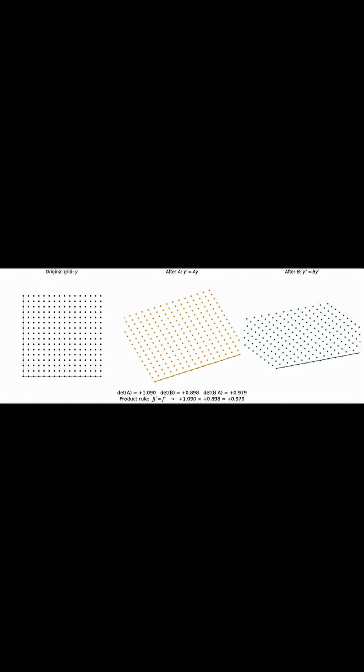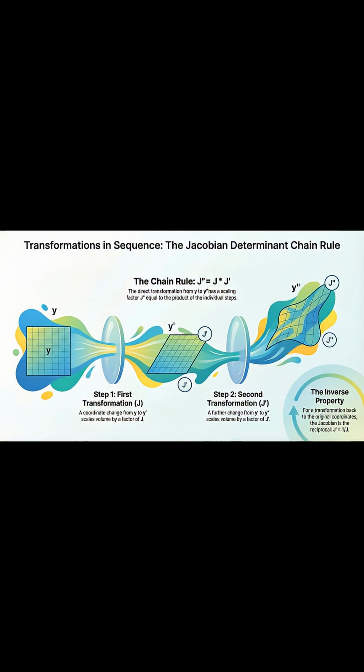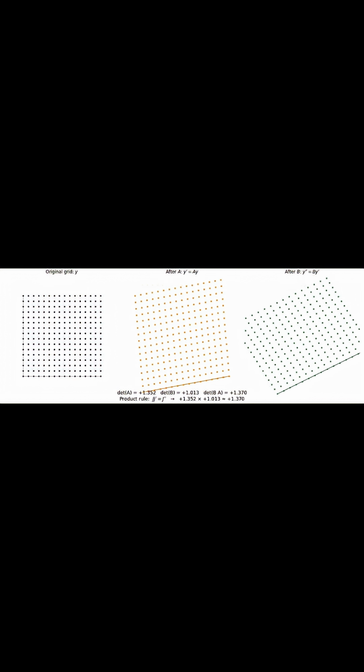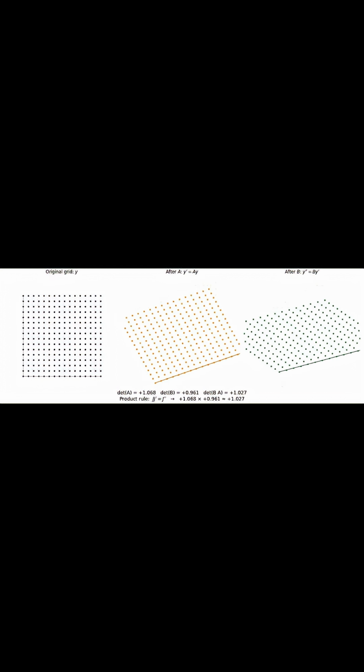So what if you do a transformation, and then you immediately undo it to get back to where you started? Well, the determinant of that undo step has to be 1 over J. It's the reciprocal, and that's what guarantees these coordinate changes can always be reversed.